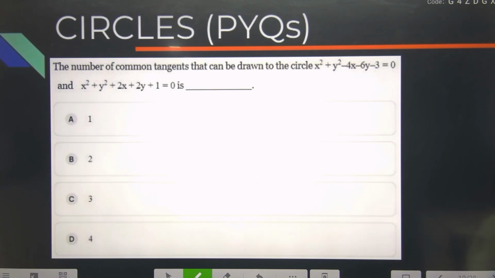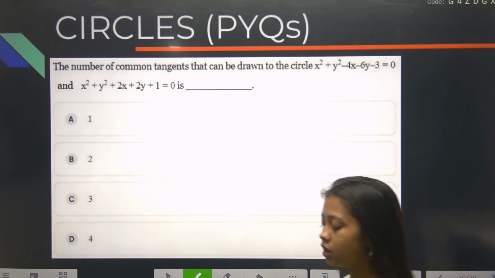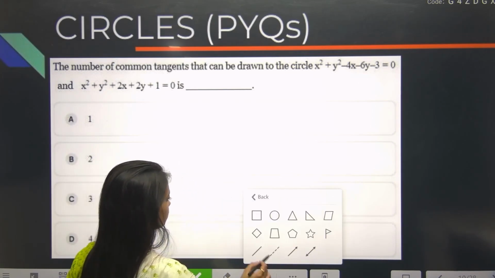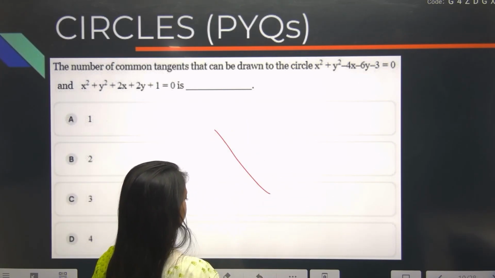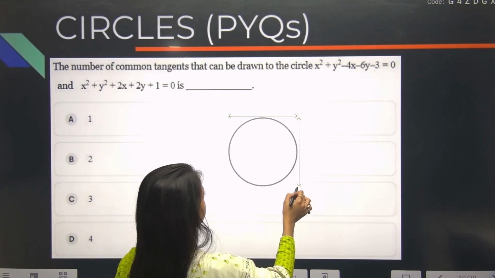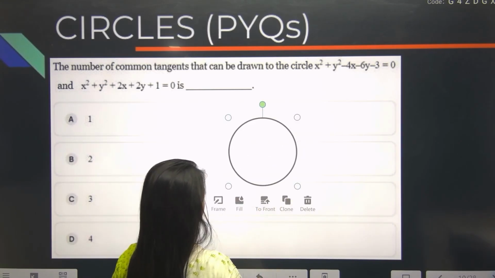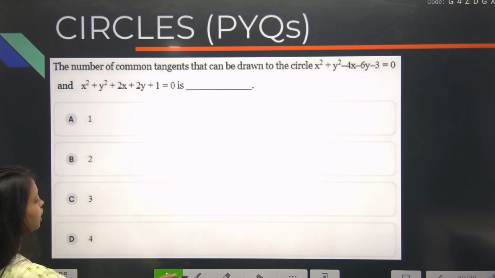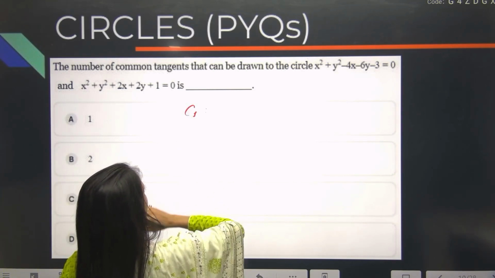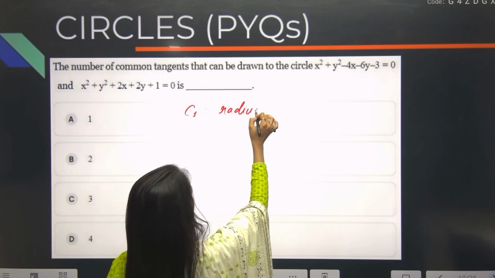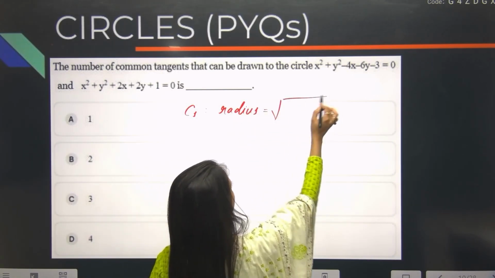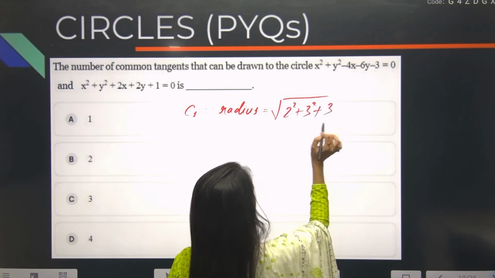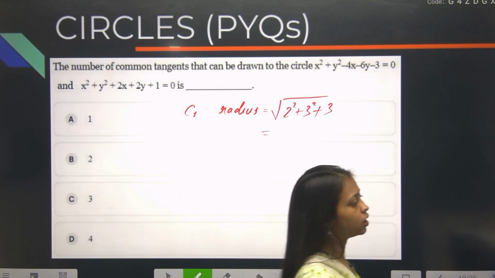To do this question, we can directly find the distance between their centers. We have two circles. Let's forget about drawing, because we don't know initially how the circles intersect. For circle C1, what is the radius? The radius is root of 2 square plus 3 square minus 3 plus 3. So that is 4, 9, 13.